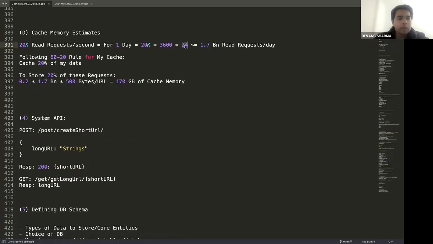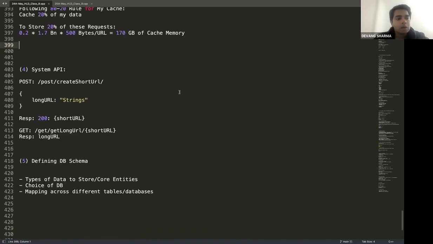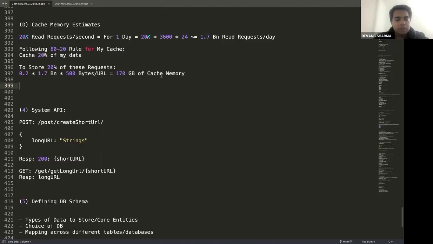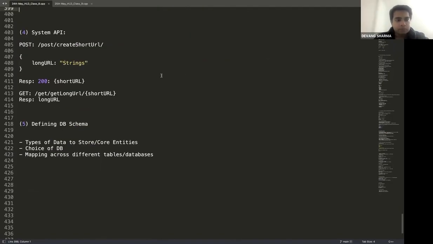Okay. So 20K read requests per second for 1 day. That is 1.7 billion read requests for per day. That's why we are interested in the per day data. Out of that per day data, I'll take the part of 20%. So 170 GB of cache memory we would need. Okay. Per day we are talking about here. Or overall 0.2%. So 170 GB you need for the cache memory.